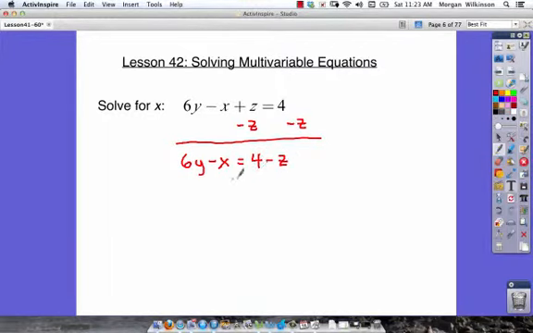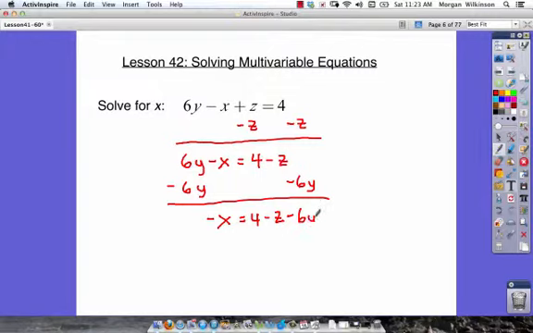Now, we're still trying to get x by itself. We've got 6y. We need to move that to the other side. So this is a positive 6y. Let's subtract 6y. What we do on one side, we have to do to the other side to balance it out. So, we now have negative x is equal to 4 minus z minus 6y.